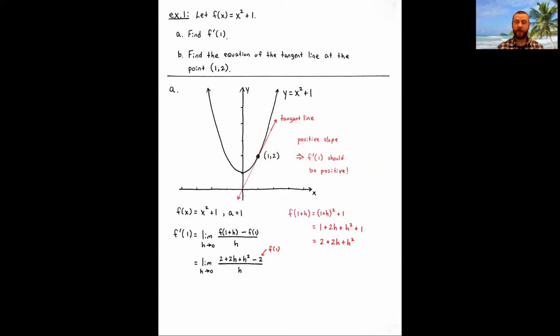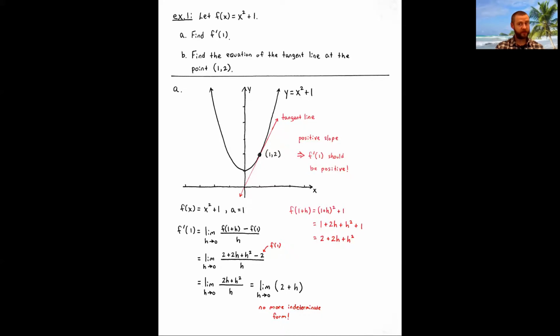F of 1 is 2. So we have f of 1 plus h, which is 2 plus 2h plus h squared. And then we subtract f of 1 from that, which is 2. All right, you can see here we can slowly start to simplify that. The 2's within the numerator cancel out.